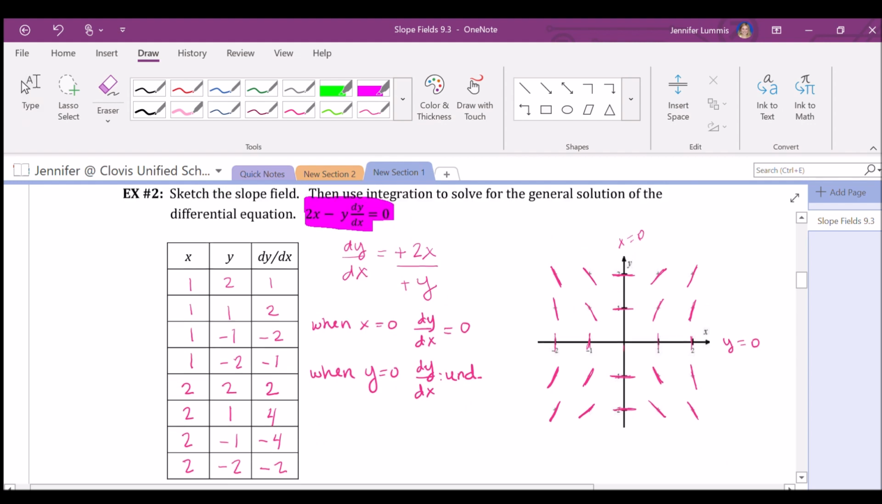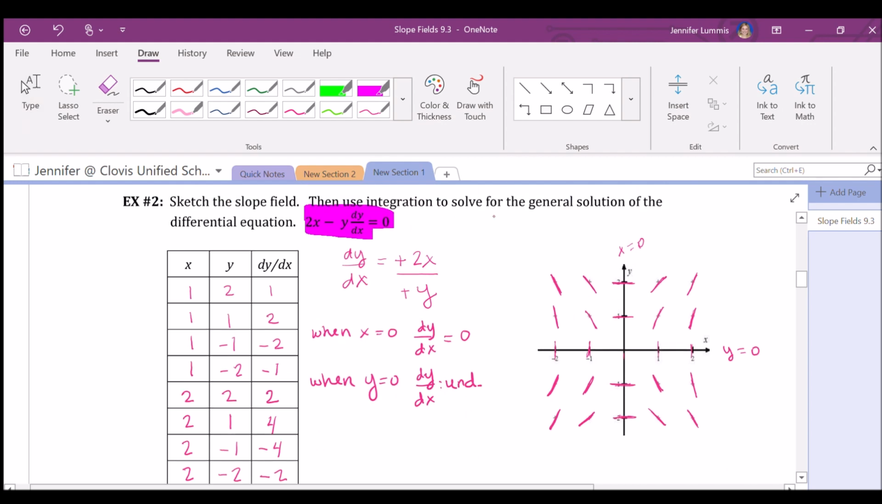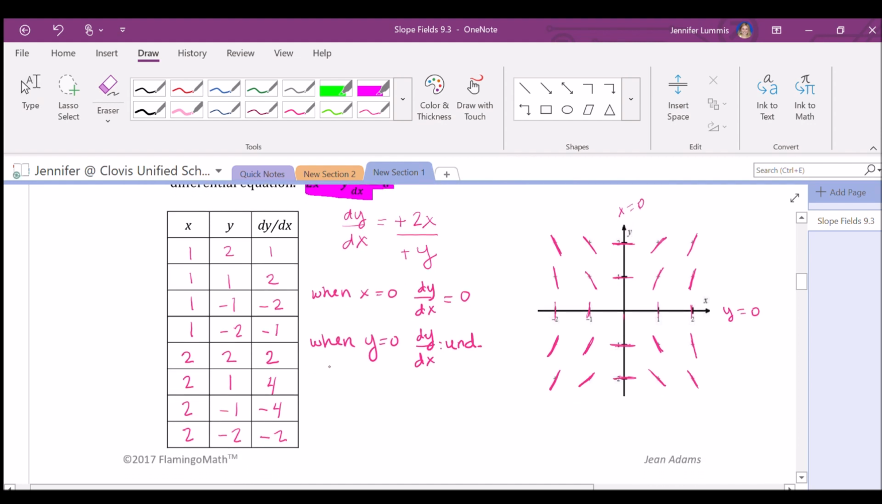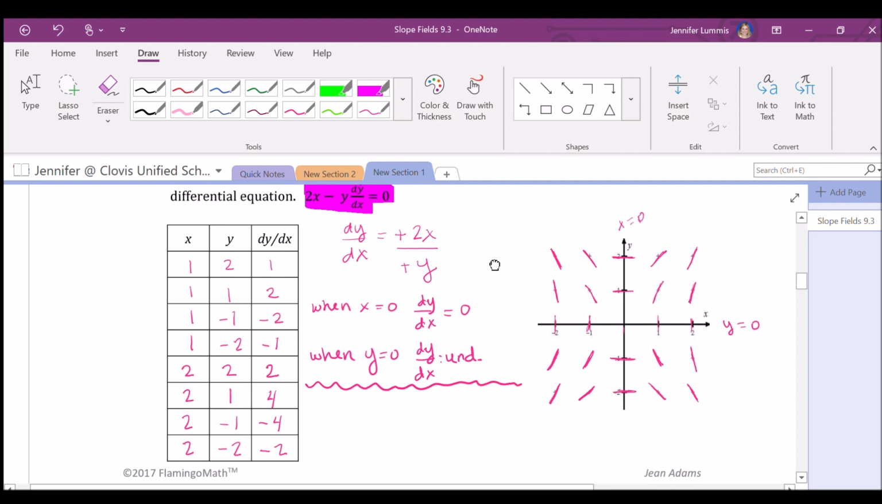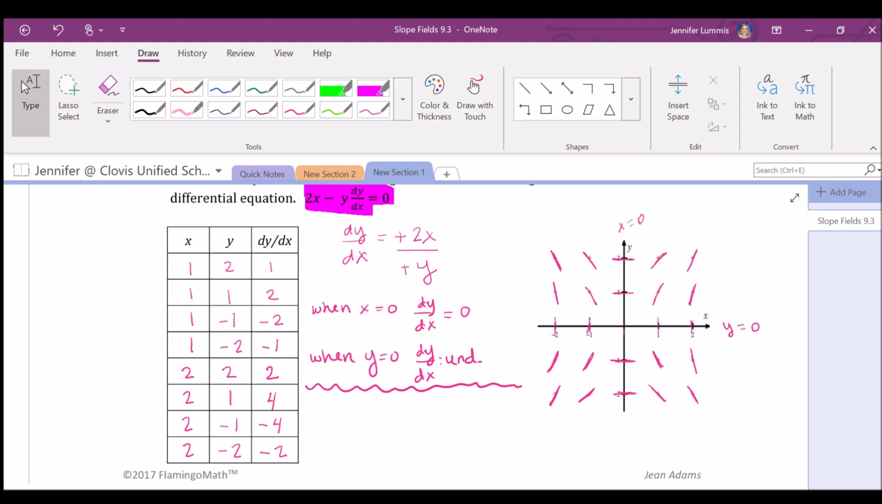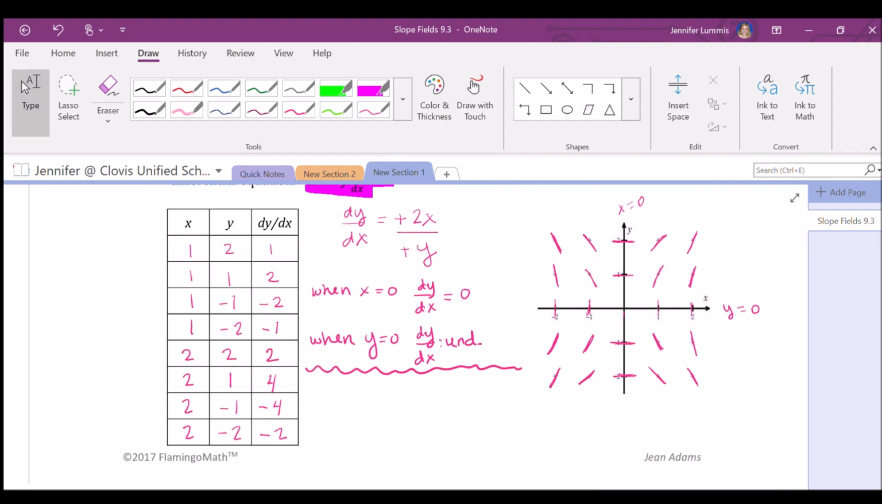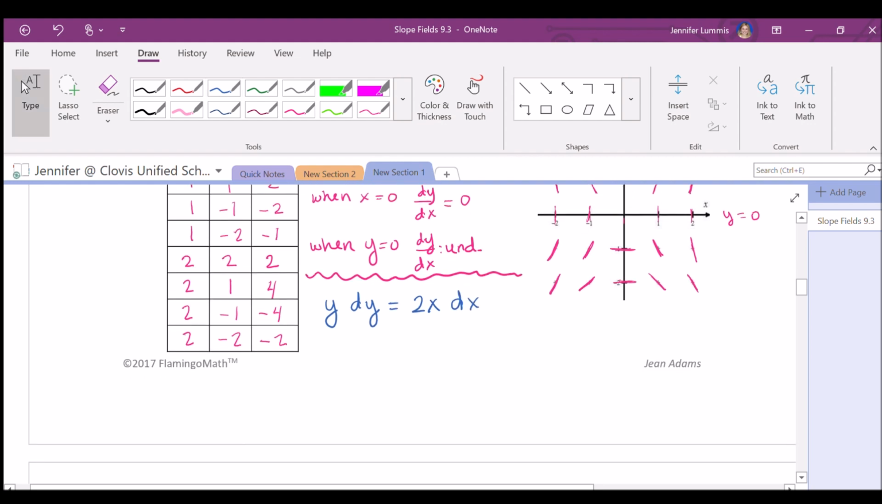The next thing is it asks us to use integration to solve for the general solution to this differential equation. So we've done this before. We're going to take our equation here and separate my variables, so I kind of did that already. I just need to finish. So we're going to take this equation and multiply y over to the left, so y dy. We're going to keep our 2x and multiply dx over to the right, so now it's a dx here. So now we're ready to integrate.